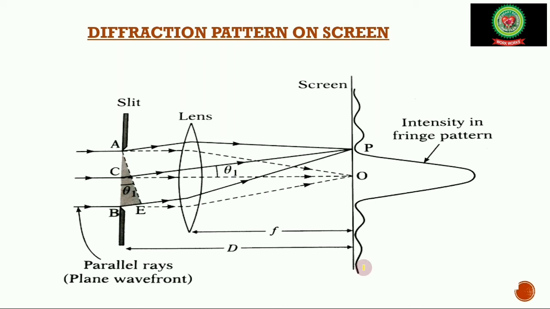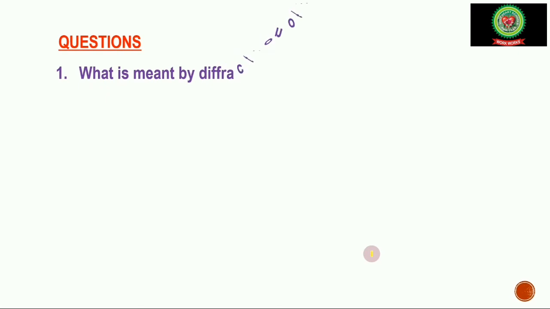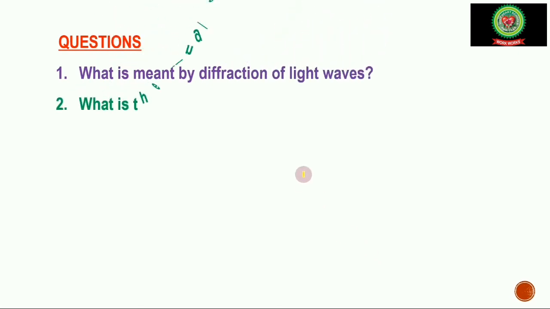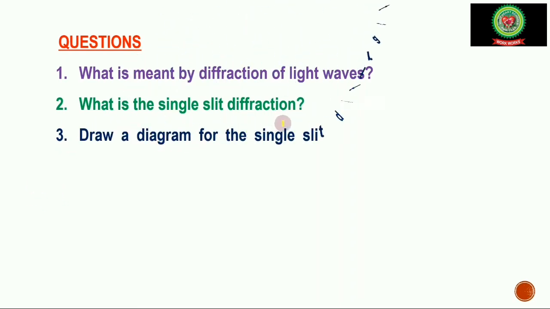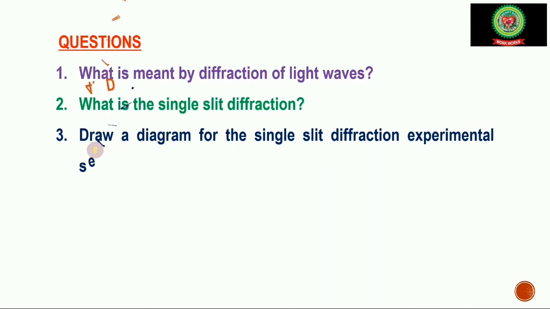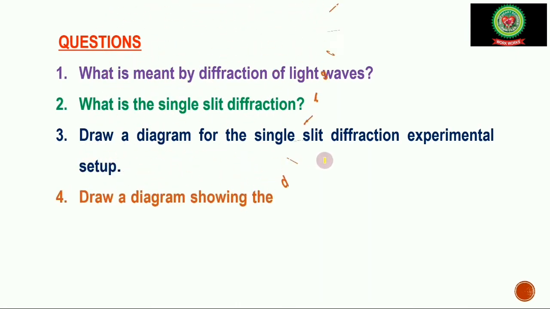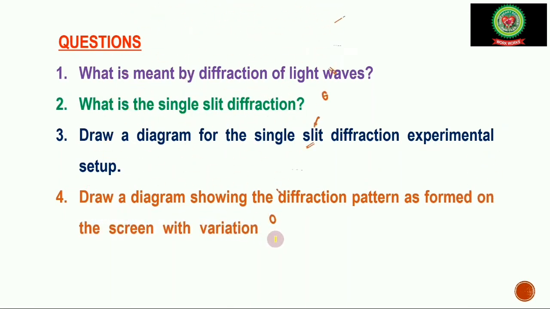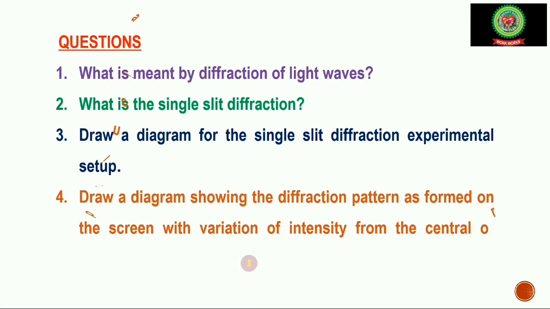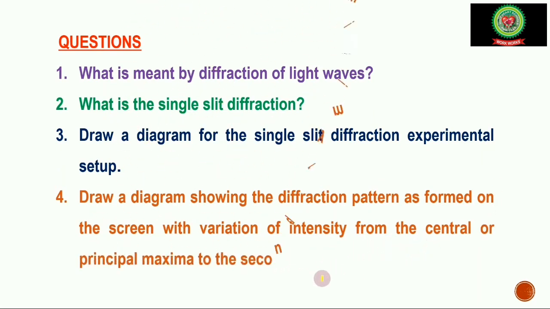We will explain how we come to know the position of central maxima and secondary minima in the next lecture. Now let's discuss some questions. Question number 1. What is meant by diffraction of light waves? Question number 2. What is the single slit diffraction? Question number 3. Draw a diagram for the single slit diffraction experimental setup. And question number 4. Draw a diagram showing the diffraction pattern as formed on the screen with variation of intensity from the central or principal maxima to the secondary minima.